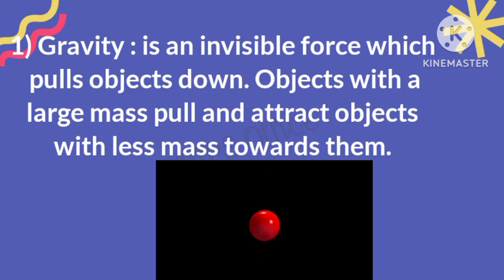Now, what is gravity? Gravity is an invisible force which pulls objects down. Objects with a large mass attract objects with a smaller mass towards themselves. So, this simply means there is an invisible force that pulls objects downward. That is the reason when you throw an object upward, it will surely come down.